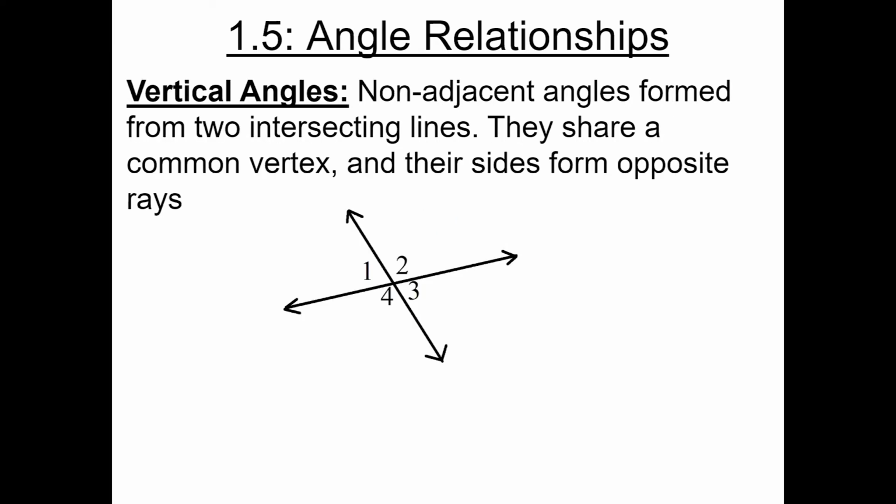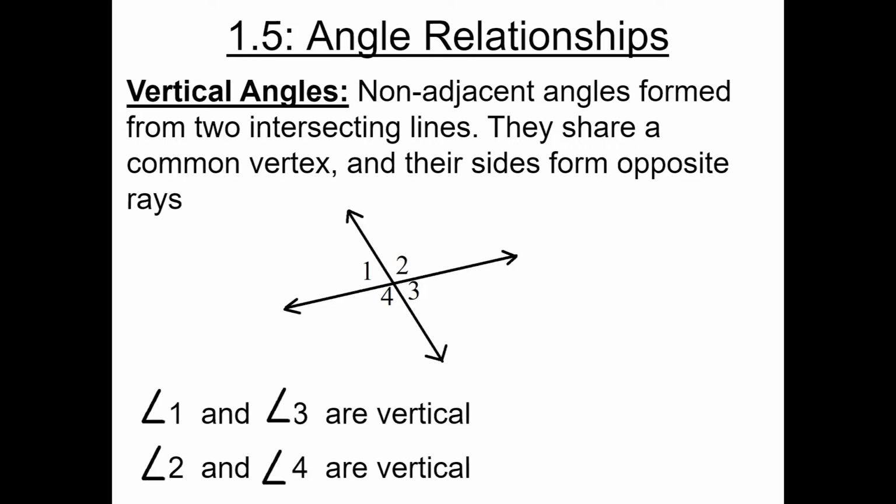Next we have vertical angles. So these are angles you get whenever you make two lines that cross each other. They're basically angles that are across from each other. So that means that they share a vertex, but they're not going to be adjacent, and their sides are going to form opposite rays. So in this picture here, angles 1 and 3 are vertical, and angles 2 and 4 are vertical. Just think angles opposite to each other whenever you have lines intersecting.